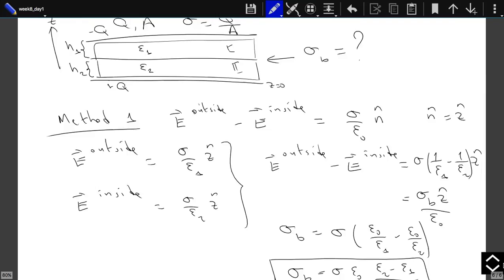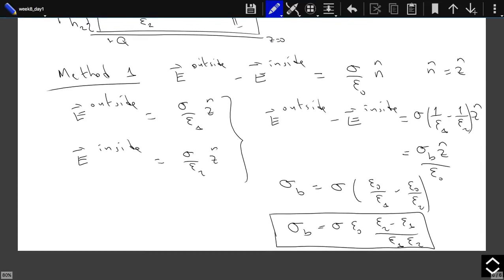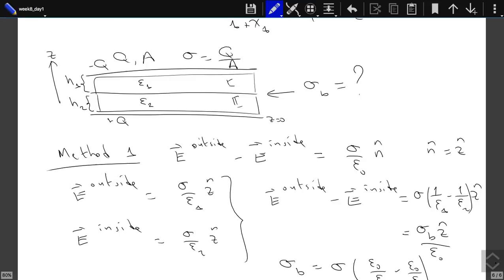Now let's come back to this problem. Let's look at this factor over here. So first of all, what happens if epsilon 1 is equal to epsilon 2? There won't be bound surface charge density. Why? Well, if epsilon 1 is equal to epsilon 2, we don't really have two dielectrics. We have a single dielectric. In a uniform electric field, the polarization is uniform, the divergence of the polarization is zero, and the divergence of the polarization corresponds to the charge density. So there is no charge accumulated.